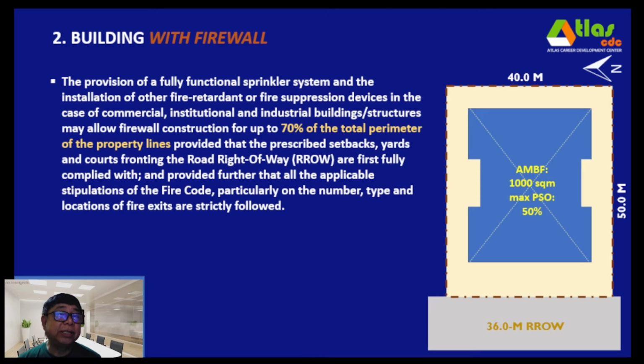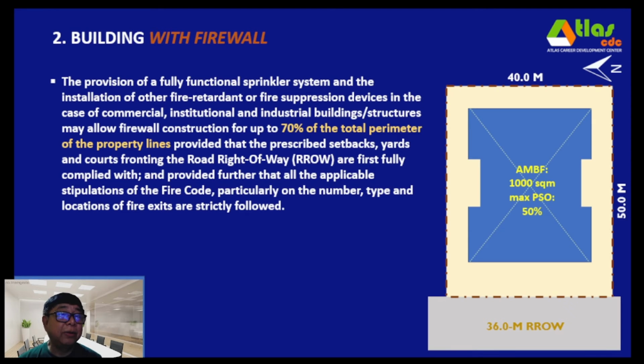So we check first the firewall provisions. Accordingly, the NBCP says that the provision of a fully functional sprinkler system and the installation of other fire retardant or fire suppression devices in the case of commercial, institutional, and industrial buildings or structures may allow firewall construction for up to 70% of the total perimeter of the property lines, provided that the prescribed setbacks, yards, and courts fronting the road right-of-way are first fully complied with, and provided further that all the applicable stipulations of the fire code, particularly on the number, type, and locations of fire exits, are strictly followed.